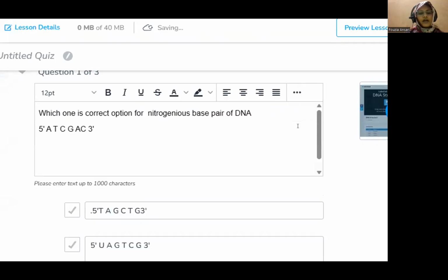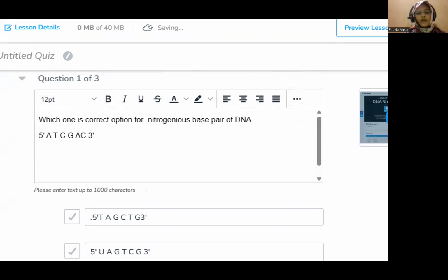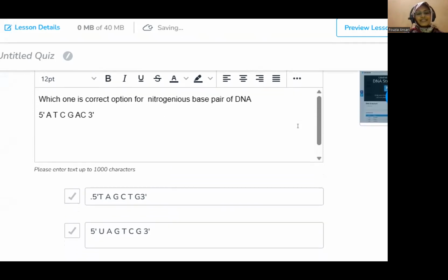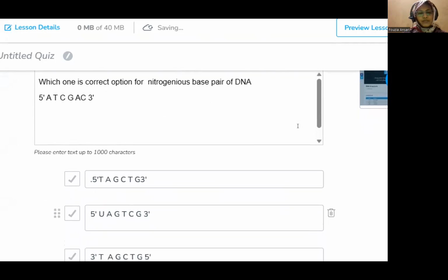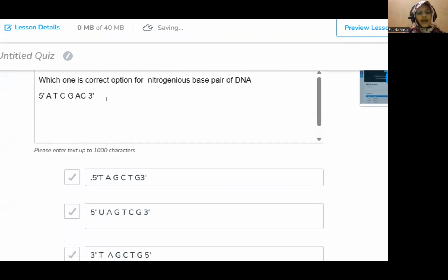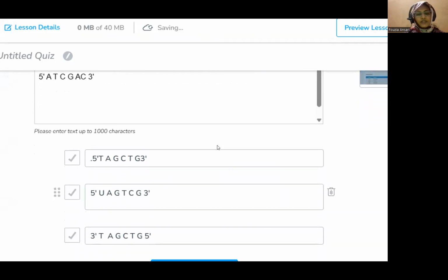Okay. In Neopod, I'm going to ask you multiple questions. Which one is the correct option for the nitrogenous base pair of DNA? The first one is 5' ATCGAC 3'. So in place of A, tell me which nitrogenous base is there? Definitely T. And in place of T, A is present, and in place of C, guanine, and in place of G, cytosine. The first option is correct.